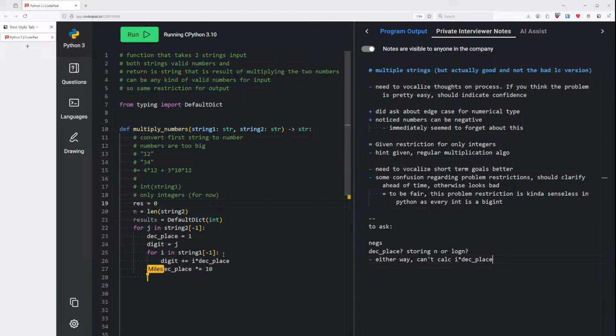So after I have that result, I need to store this. Wait, after I have this result, I'll have whatever my digit is. But this might run over. Well, I guess I'll just be adding them all up afterwards. So results of J equals digit. Wait, why is it mad at me?